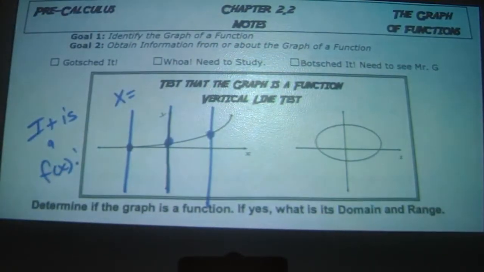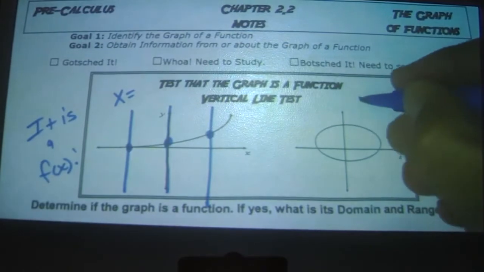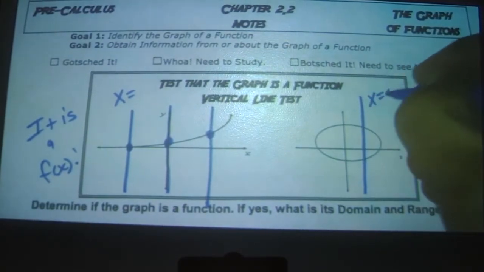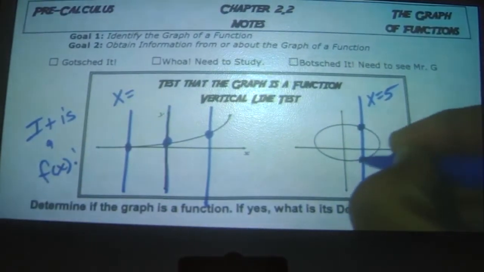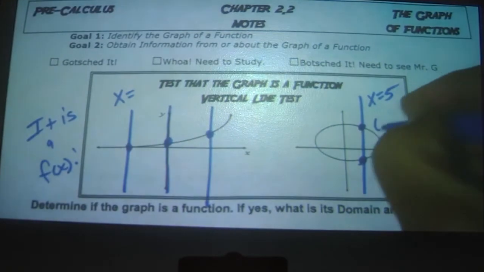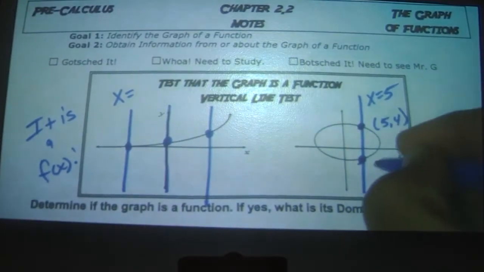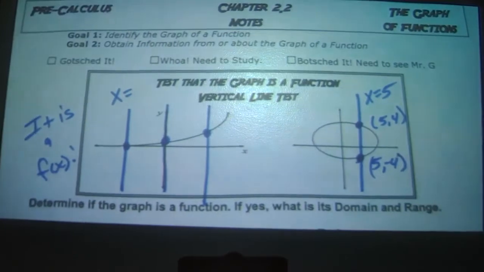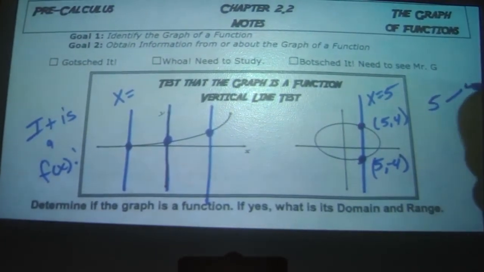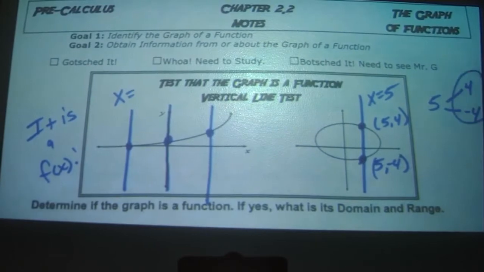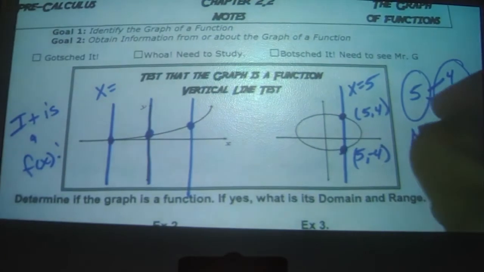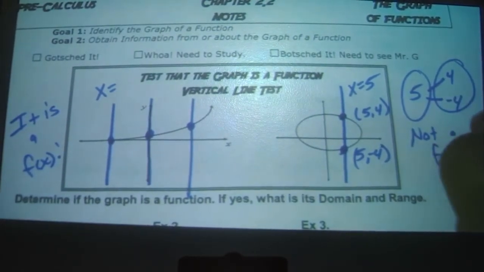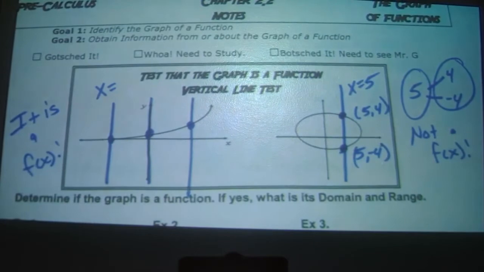Every x has one y, but if I take a look, now we have an oval. If I draw a vertical line, let's say I have x equals 5, I'm just making that up. Well, now I see it has 2 coordinate points on that line. So for example, that could be 5, 4 and 5, -4. That 5 is going to 2 different values in the range. So this is not a function. Okay, so you see the difference between these guys. One's a function, one's not.